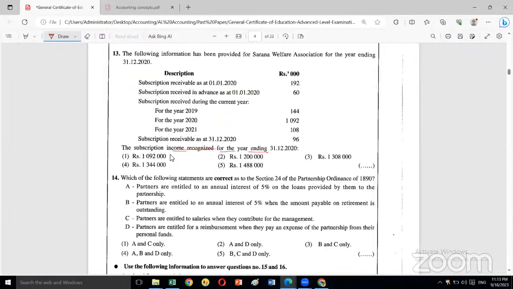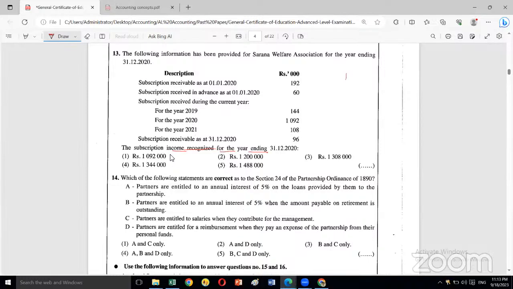So now I'm going to open a T account. What is that T account? The subscription account. Remember, subscription is an income for the organization. In O levels we also studied that subscription is an example of income for a not-for-profit organization.